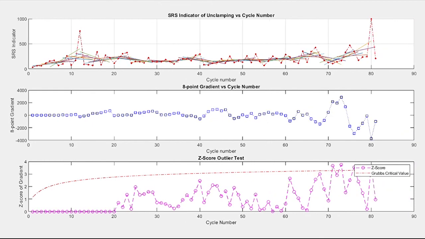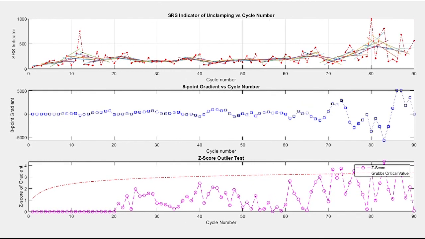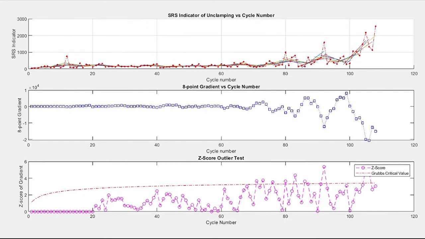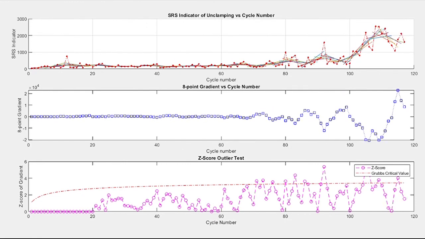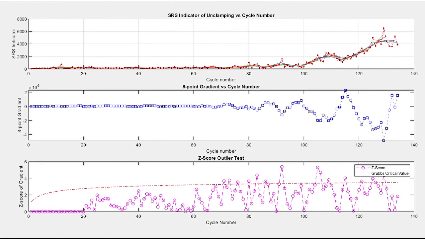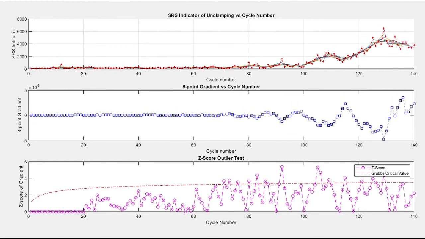The instantaneous slope of the SRS indicator is then calculated and plotted on the second plot. The final display uses the z-score outlier test to determine when the instantaneous gradient exceeds the distribution's 95% confidence interval. Relubrication should occur when the z-score becomes larger than the Grubbs' critical value.